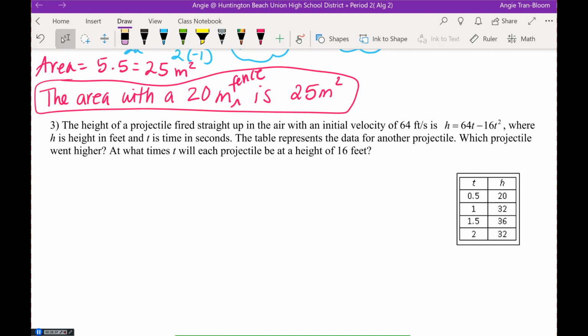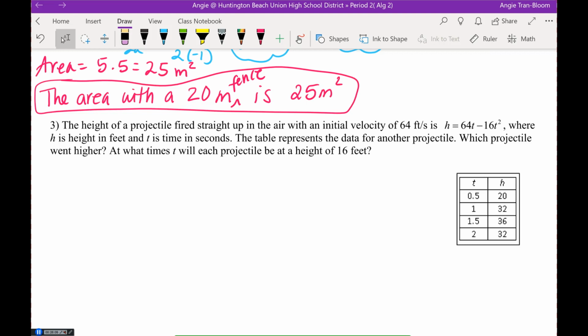Number 3, can you please help me read number 3, Kennedy? The height of a projectile fired straight up into the air with an initial velocity of 64 meters per second is h equals 64t minus 16t squared, where h is the height and t is time in seconds. The table represents the data for another projectile. Which projectile went higher? At what time t will each projectile be at a height of 60?